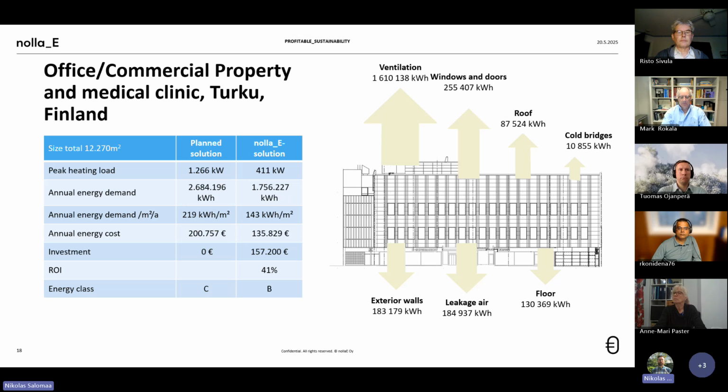In 2020, they sold the property. So in 2019, they invested 157,000 euros in doing these different things that we did, and in 2020, they sold the property for 1.3 million euros more. That's a very clear connection between the energy efficiency and the value of the property.